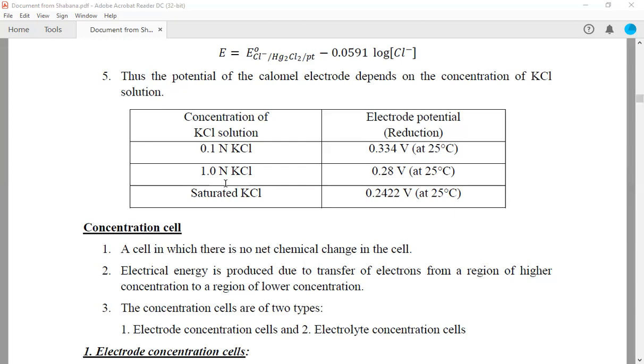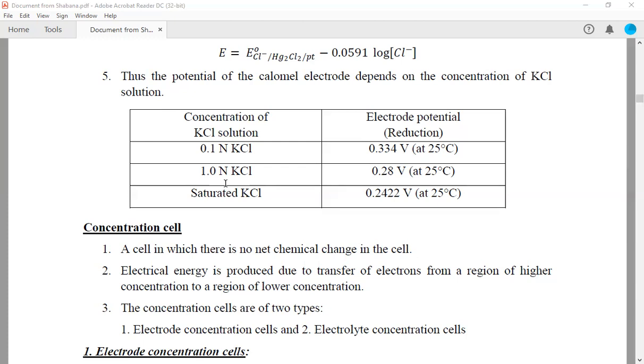Electrode concentration cell is nothing but an electrochemical concentration cell. I already told you what an electrochemical cell is. It is a device which converts chemical energy into electrical energy. Whereas an electrolytic cell is the reverse, vice versa. It is a device which converts electrical energy into chemical energy.